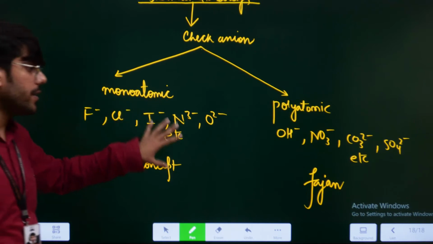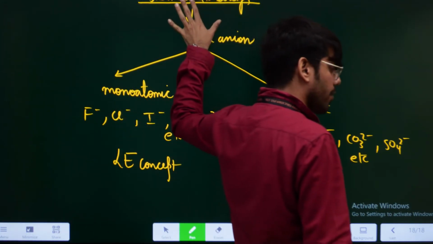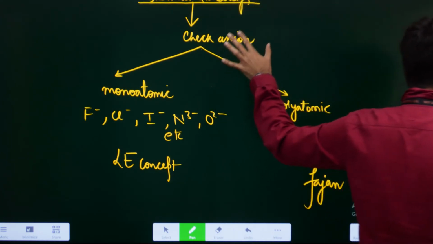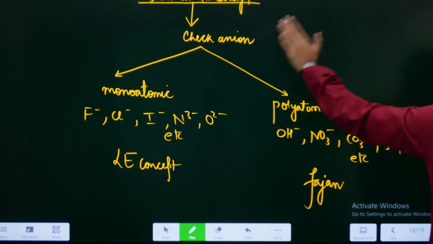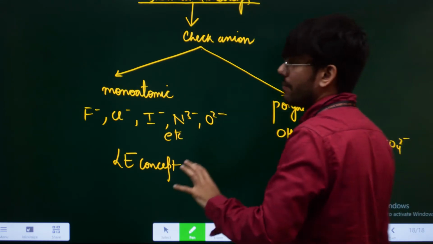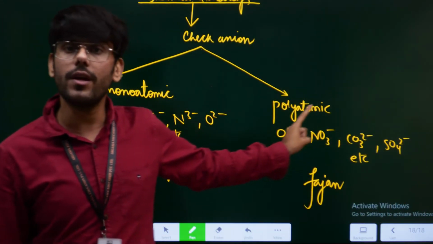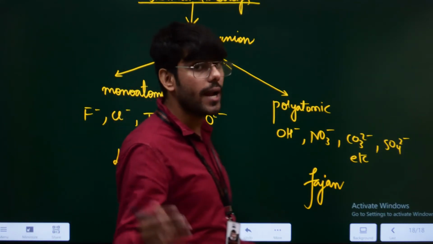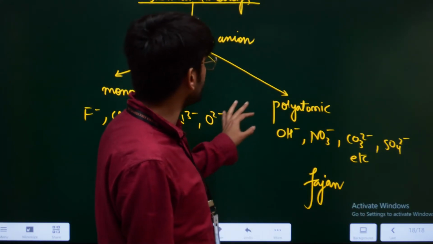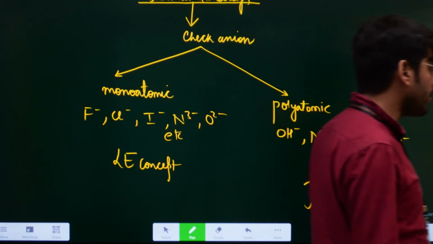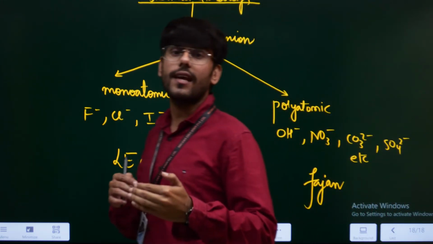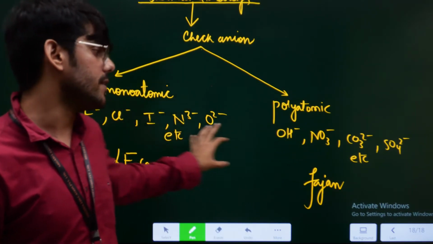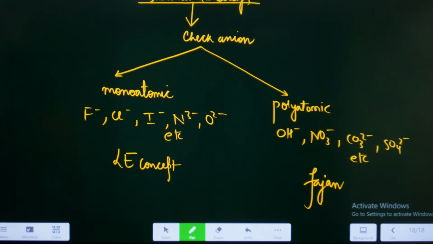So please remember this. Whenever you have a question on thermal stability, you are supposed to check the anion. Once you know the anion, we have two possibilities. The anion can be monoatomic or polyatomic. If it is monoatomic, go for the lattice energy concept, that means the bond length equation. And if it is polyatomic, go for Fajan's rule, which says that more the covalent character, lesser will be the ionic character, and hence lesser will be the thermal stability. Tell me if this point is clear.